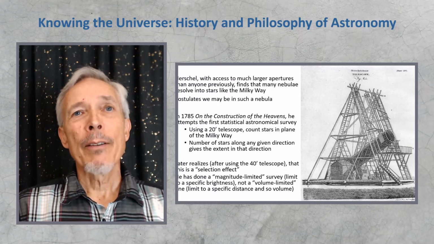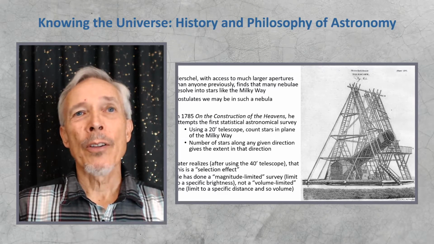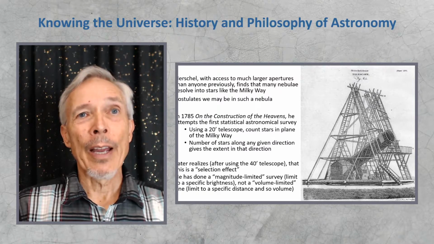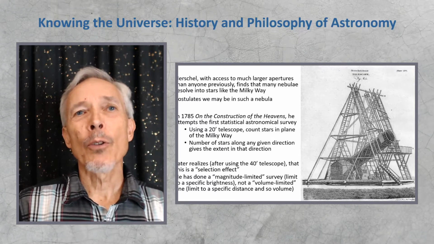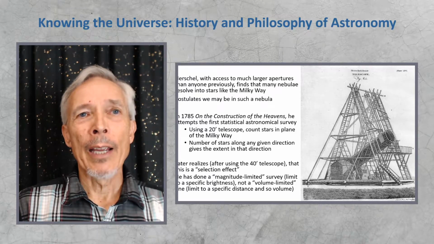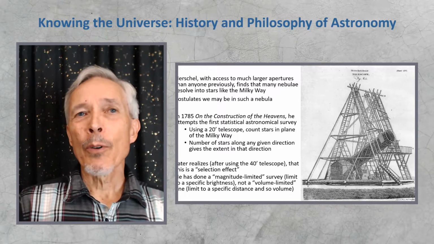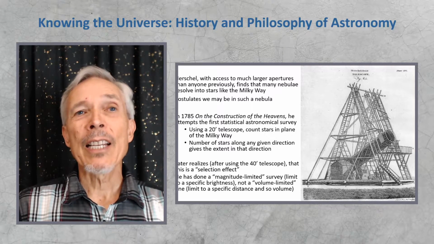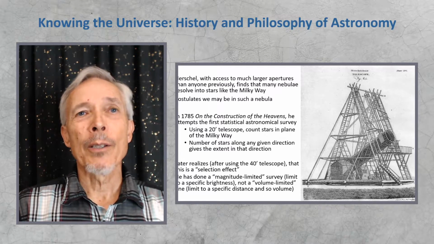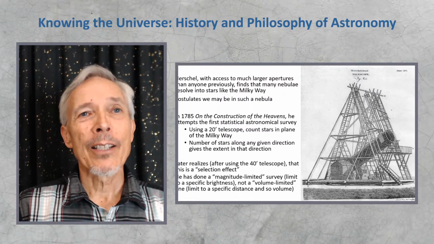In 1785, in his book On the Construction of the Heavens, he attempts the first astronomical statistical survey. At this time, he's only using a 20-foot telescope, and he's counting stars in the plane of the Milky Way. He decides that the number of stars in any given direction gives the extent in that direction. He's assuming that stars are distributed in space and taking their statistical distribution as a measure of extent.